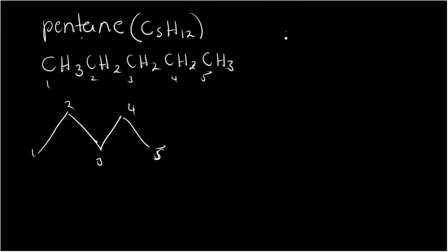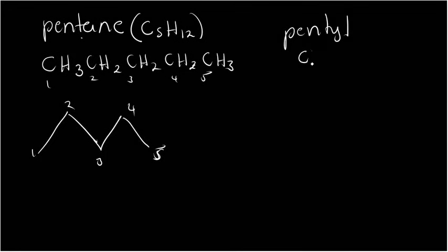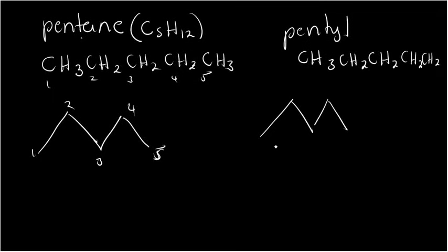Now, how about pentyl? So pentyl, it is CH3, CH2, CH2, CH2, again CH2. So what you do, you have to draw like that. 1, 2, 3, 4, 5. Then you do like that. This is what we call pentyl.